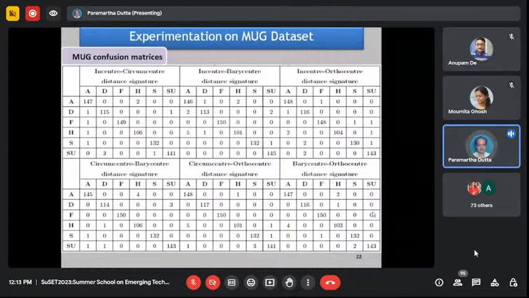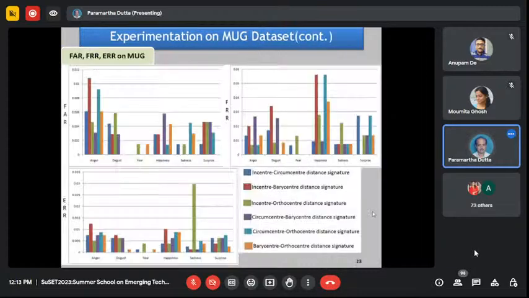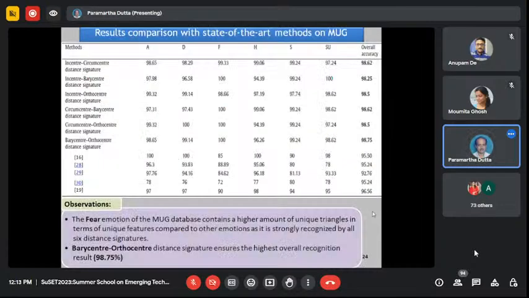Coming to MUG, the third benchmark dataset. This is the confusion matrix reporting. FAR, FRR, and ERR reporting in MUG, their comparative representations look like this. And coming to results, the fear emotion of the MUG dataset contains a higher amount of unique triangles in terms of unique features compared to other emotions, as it is strongly recognized by all 6 distance signatures. Very interesting.